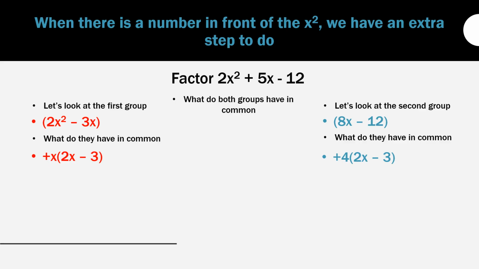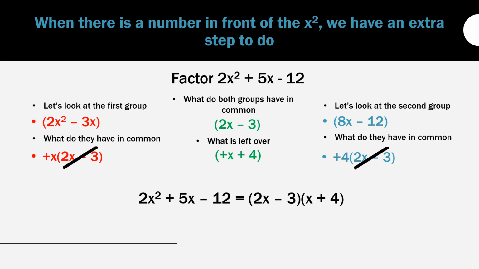Notice what happens here. Both of these groups now have something in common. That tells you you did something right. Both of these terms have a 2x minus 3 in our parentheses. So all I want to do is, hey, what's left over if I get rid of the 2x minus the 3? Oh, what's left over? I see a positive x and I see a positive 4. Guess what? Those are now your two factors.